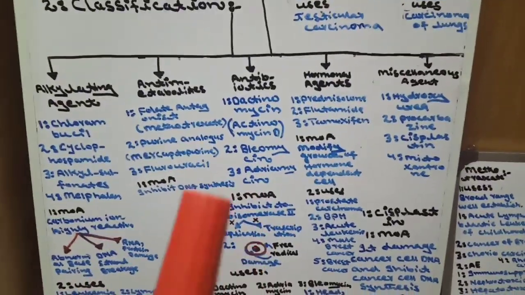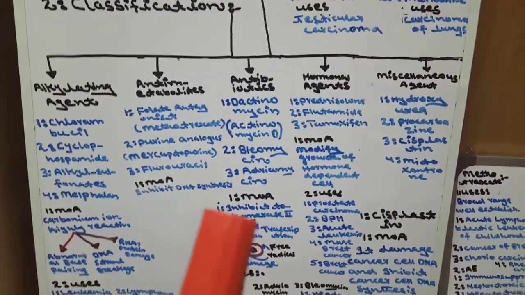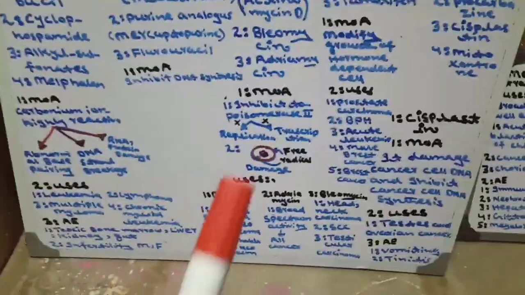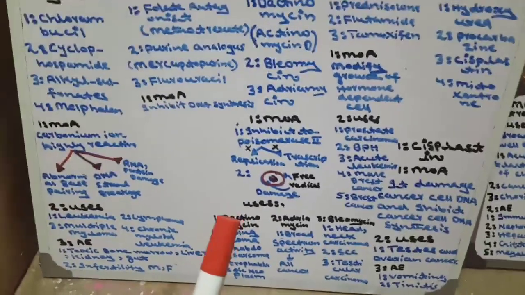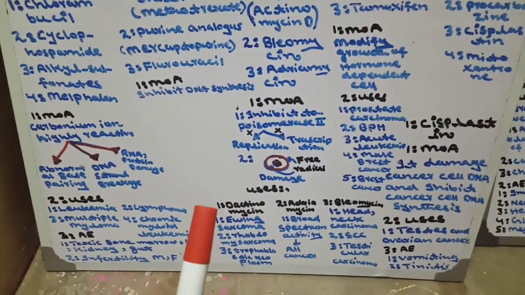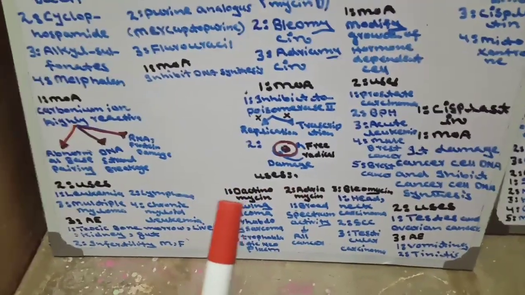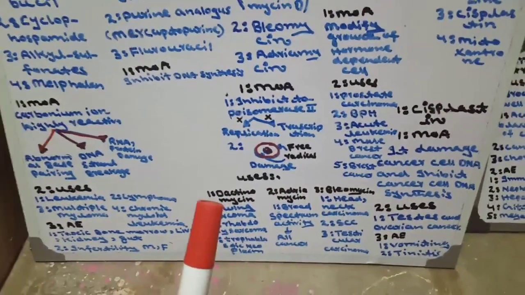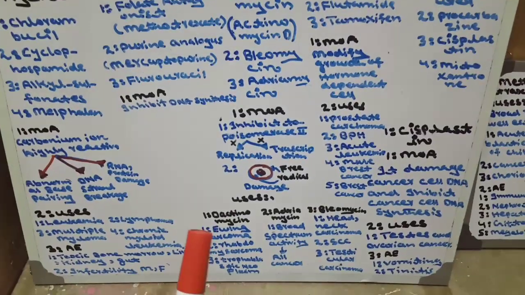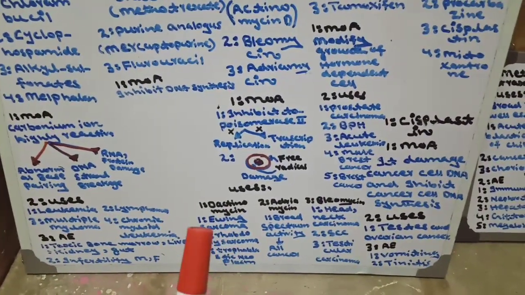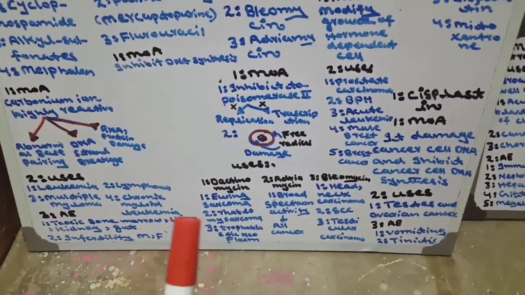These are the 2 mechanisms of action of antibiotics. Now come to the uses. In uses, first we study uses of dactinomycin, then adriamycin, then bleomycin. First, dactinomycin. Dactinomycin is used in Ewing sarcoma, meaning sarcoma of bone, meaning bone cancer.